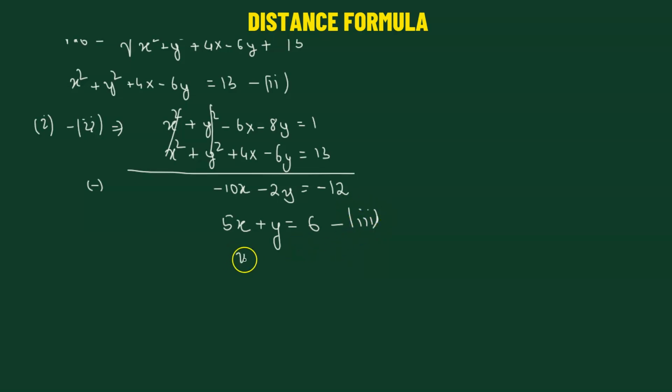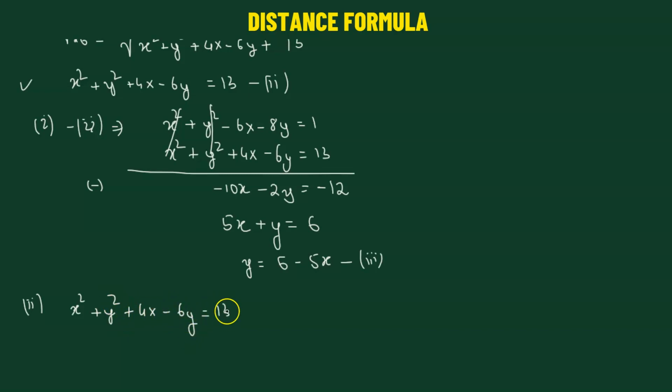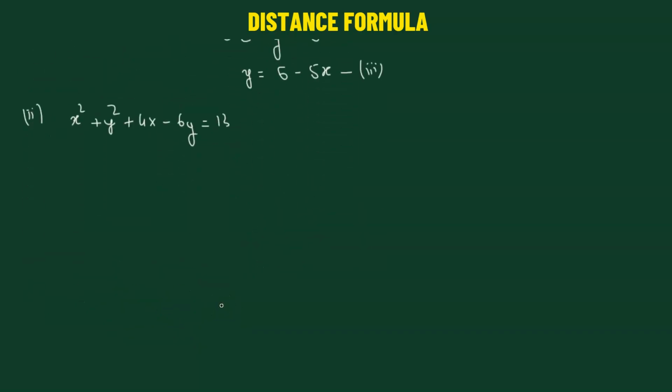Now what we'll do, we'll isolate y from equation number 3 to get y equals 6 minus 5x. So we will isolate y. So y will be equal to 6 minus 5x. So we get a new equation and we're going to name it equation number 3. Now we'll come back to equation number 2. So here in equation number 2, we have x squared plus y squared plus 4x minus 6y equals 13. What we'll do, we'll replace the value of y as obtained in equation number 3. That's going to help us find out the value of x.